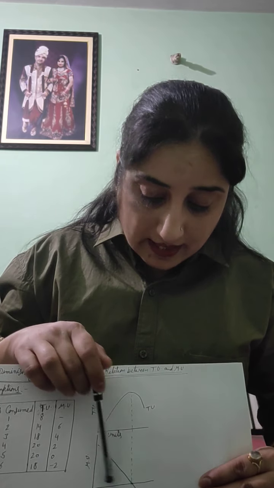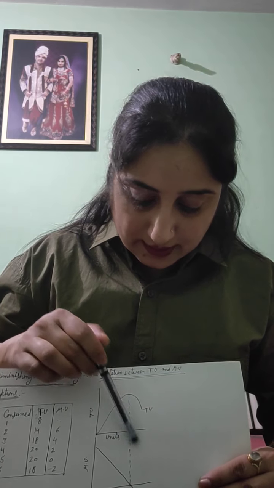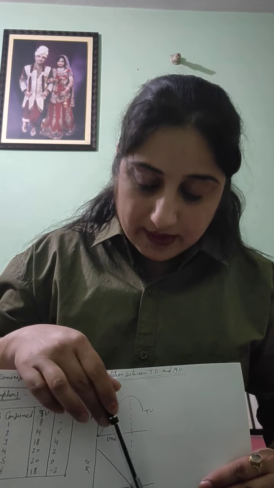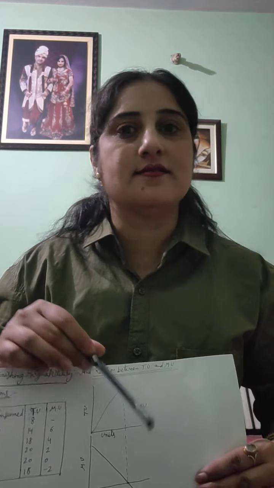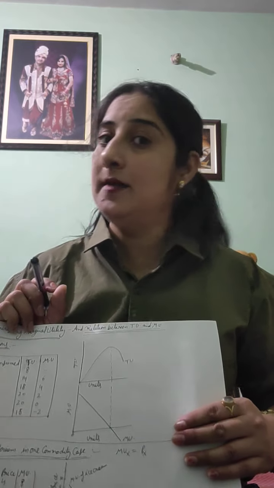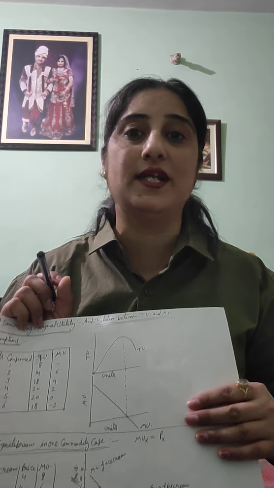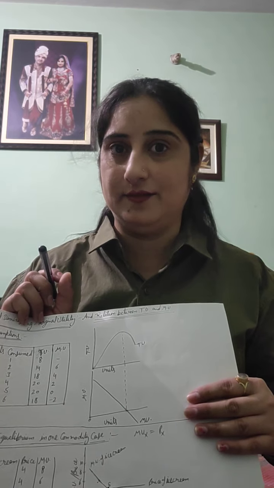And when total utility becomes maximum, at that point marginal utility becomes 0. And when total utility starts decreasing, marginal utility becomes negative. And this is the relation between total utility and marginal utility. These 3 points show the relation between total utility and marginal utility.